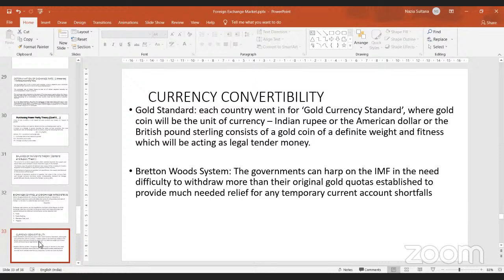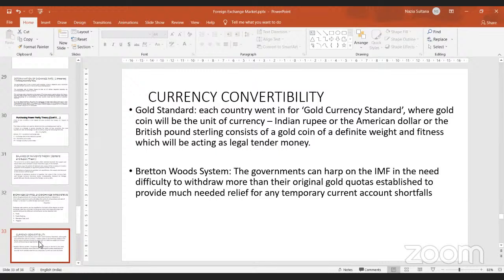So at that point of time, how did they determine the convertibility of currency? It was based upon the gold standard. So how much gold goes into making 1 rupee in India? How much gold goes into making $1 in the US? Based on that, you would convert the country's currency, because gold was acting as legal tender money at that point of time. The coins were acting as legal tender money. This was erstwhile. Now we don't have this.